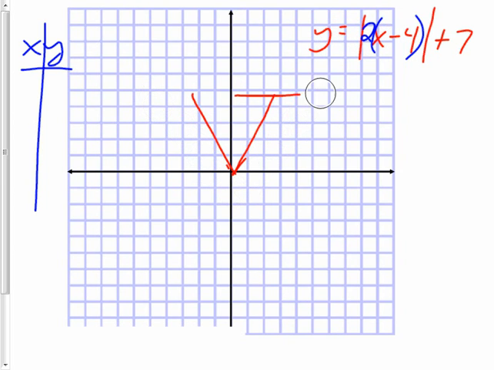It's got to be narrower V. And now it's got to be, undo. So now it's just got to be moved right 4 and up 7.